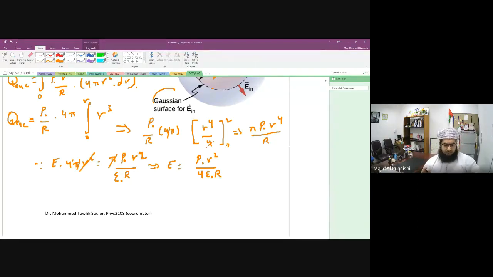Hopefully everything is going very straightforward. Okay. Now we will say that this is what we got in the case when r is less than r capital. Don't forget this. This is our condition list. We started from it. Okay.